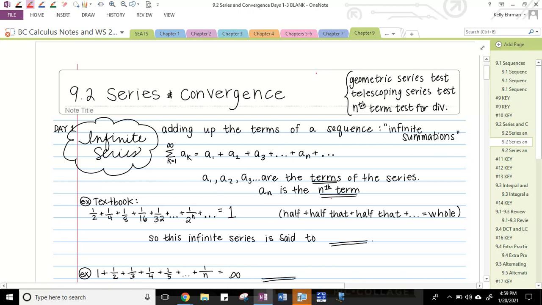A sub 1, sub 2, sub 3 are the terms of the series, and A sub n is the nth term. We had that notation with sequences. So you're just taking a sequence and adding up the terms.